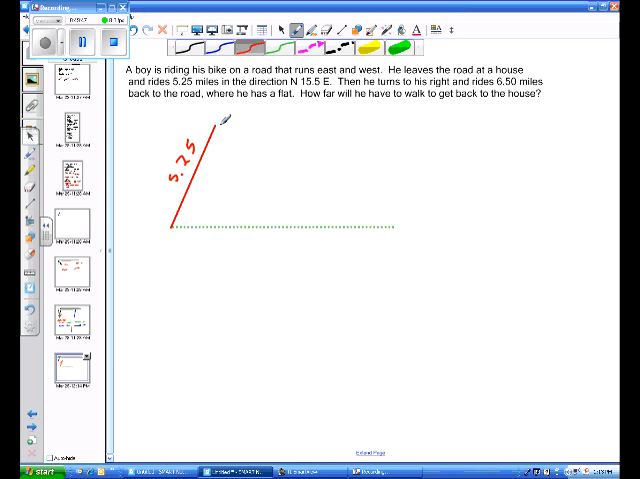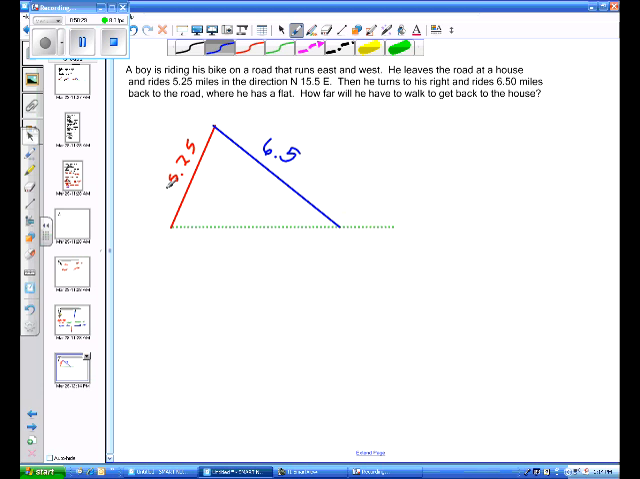Okay, then it says he turns to his right. It doesn't tell us the direction. It's just somewhere to his right, and he rides back to the road. Now, what we don't know is just where he hits the road. So he rides back to the road, and he rides 6.5 miles. So we do know how far he rode. Okay, and here he has a flat. What we want to know is how far does he have to walk to get back to the house?